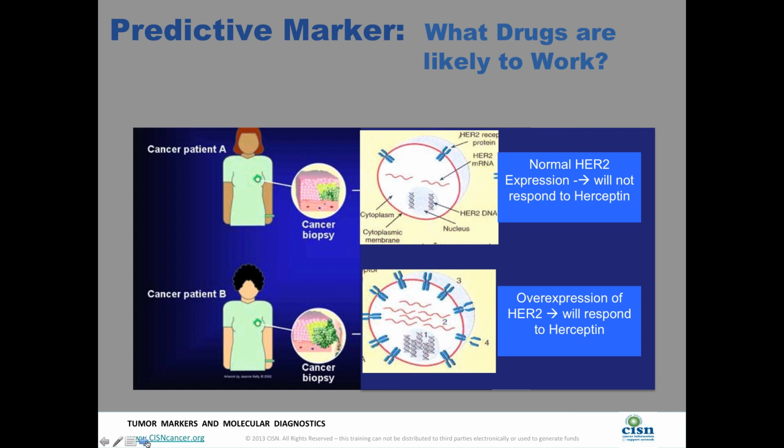A predictive marker is going to tell you what drugs are likely to work. So we have our 2 patients again, and we look for HER2 expression, and we find out, okay, patient B is HER2 positive, so they will respond to Herceptin, and patient A is HER2 negative, so we won't give them Herceptin. So that's a predictive marker, and it's telling the doctor which drugs to use. And so both are important pieces of information.